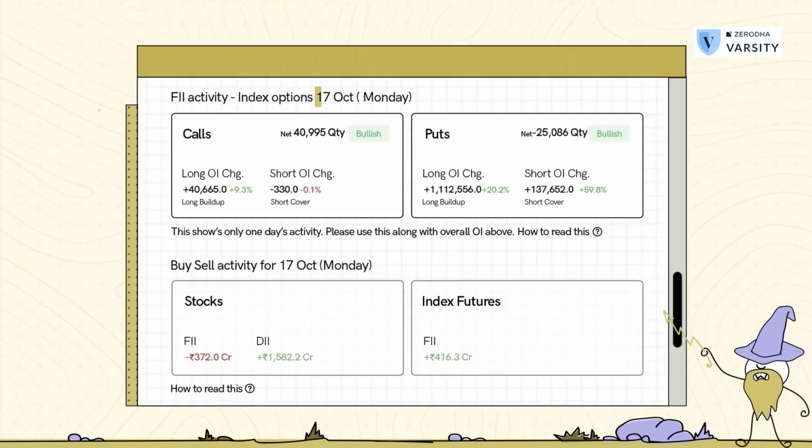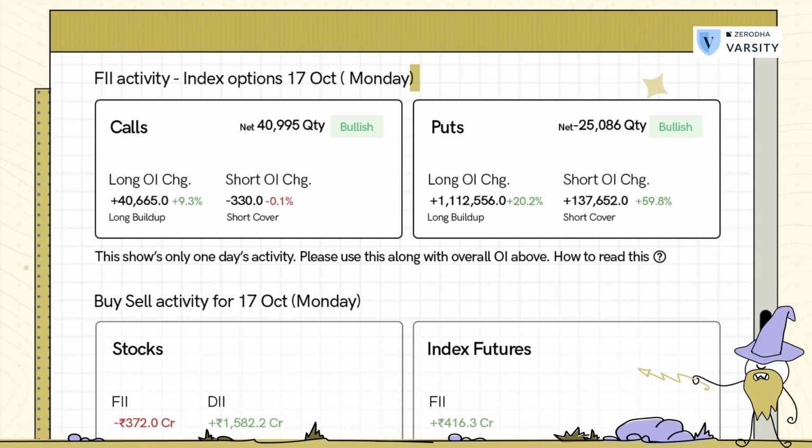While we've looked at the FII data on a cumulative basis, let's see what the FIIs have done today, that is 17th October 2022. Every data point here indicates bullishness.